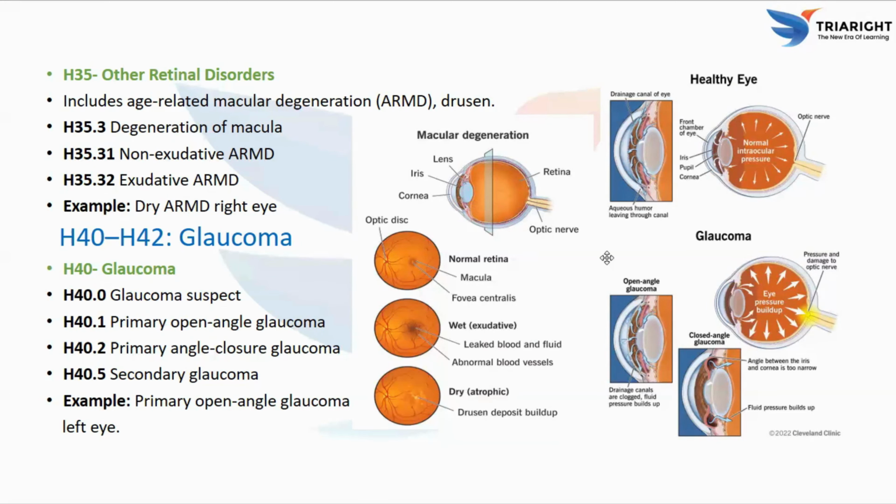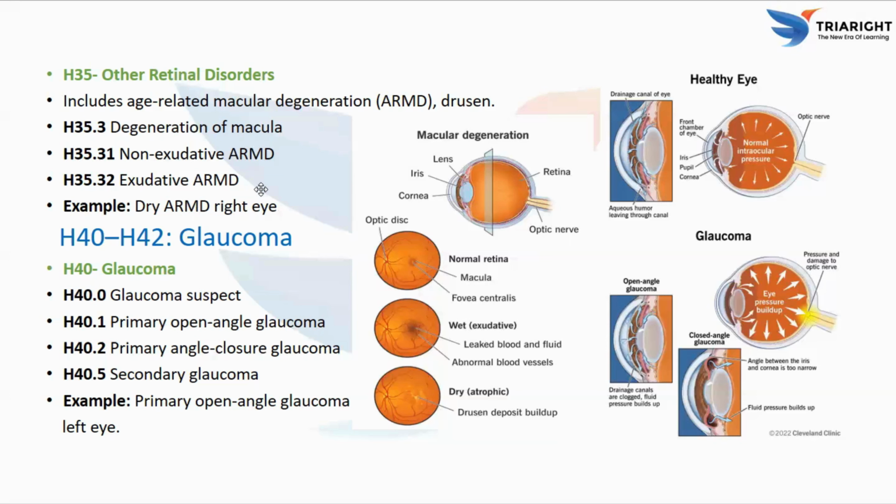So in this diagram, the macular degeneration diagram, you can see the dry or atrophic form. Here the drusen deposits are visible. The retina shows thinning and there is no fluid leakage. Next is exudative ARMD. This is less common. Only 10% of cases are exudative ARMD.